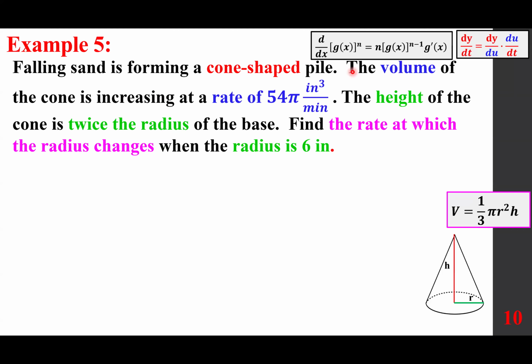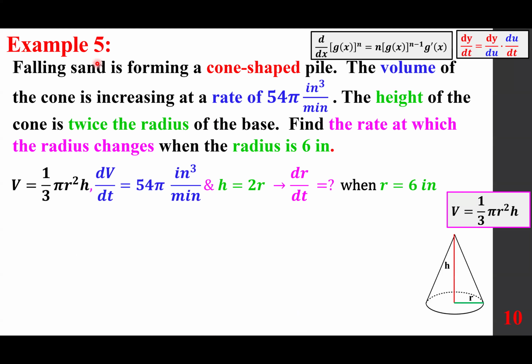Now we're going to continue reading. The volume of the cone is increasing at the rate of 54 pi cubic inches per minute. So that means dV/dt, a rate. So dV/dt is 54 pi cubic inches per minute. The height is twice the radius. h is 2r. Find the rate at which the radius changes. Find dr/dt. At what point? When r is equal to 6 inches.